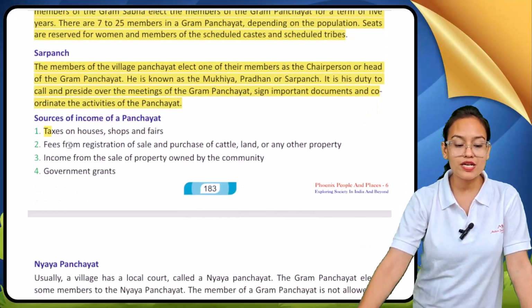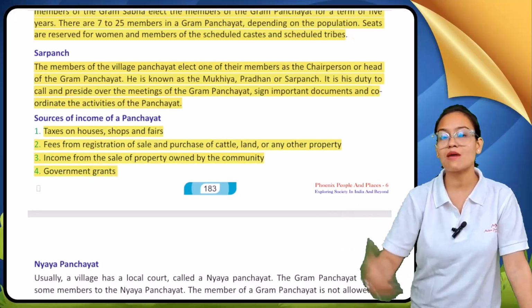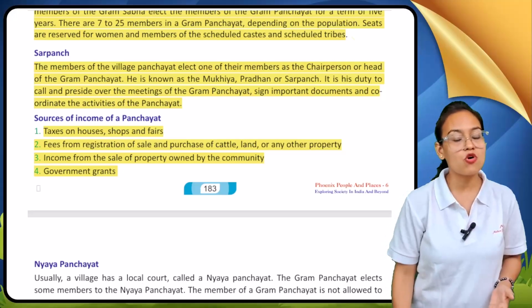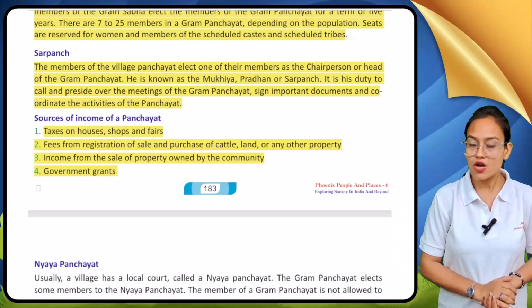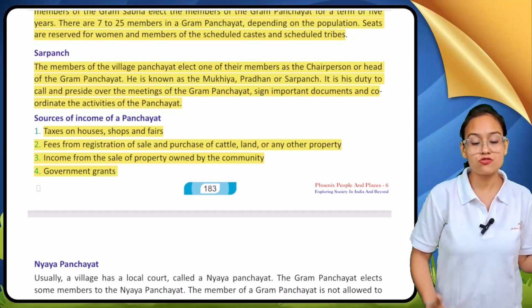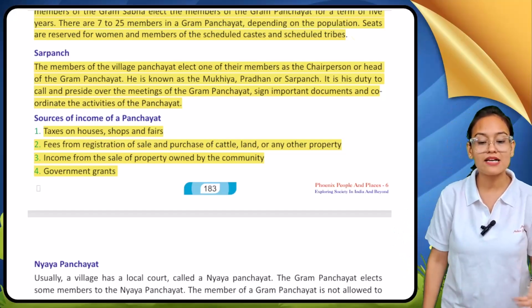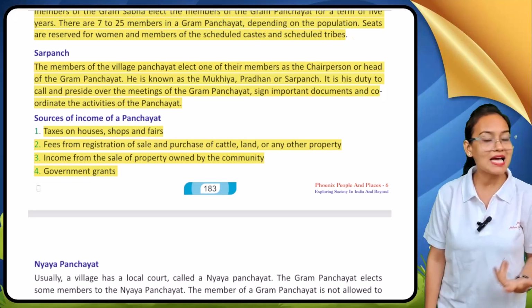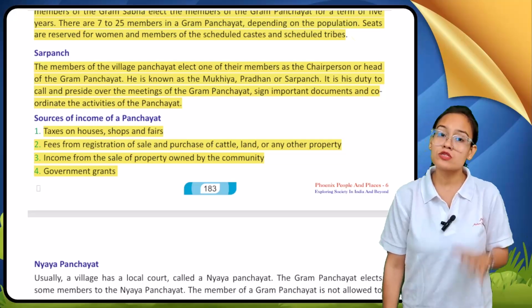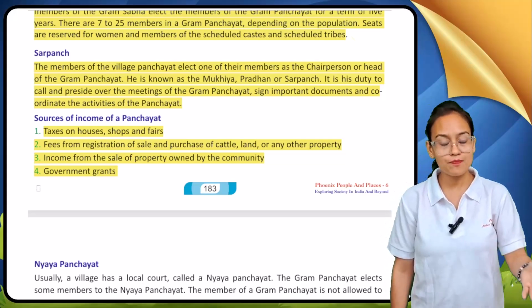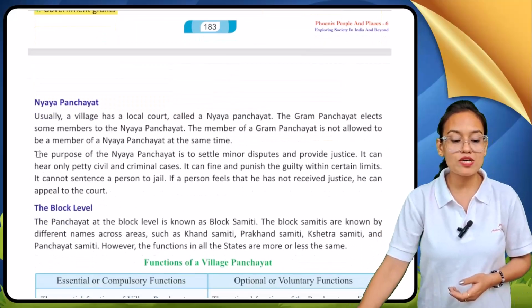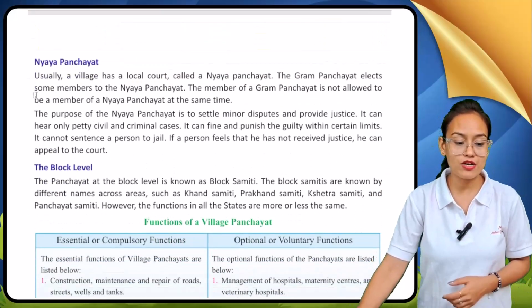Now my dear student, what are the sources of income of the gram panchayat? They collect taxes on houses, shops, and fairs. They charge fees for registration of the sale and purchase of cattle, land, or any other property. They also get income by selling property owned by the community, and the state government also helps gram panchayats financially. Now, what is the meaning of nyay panchayat?